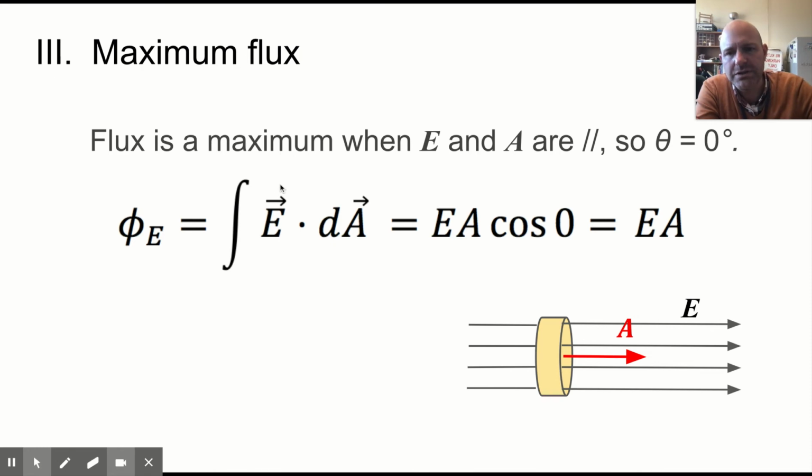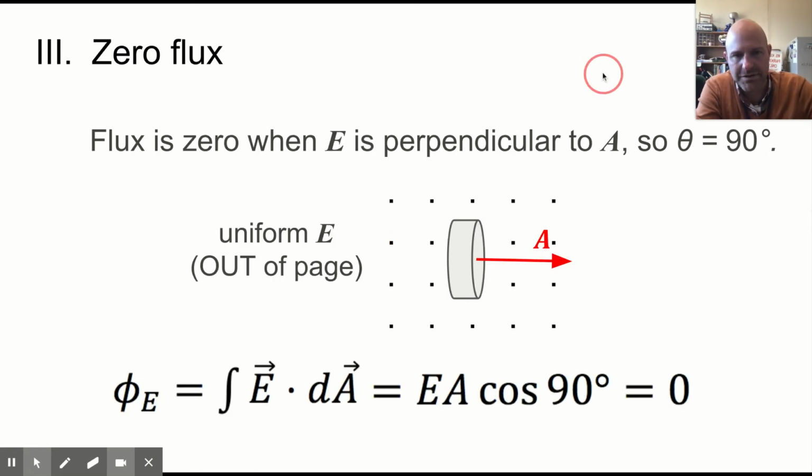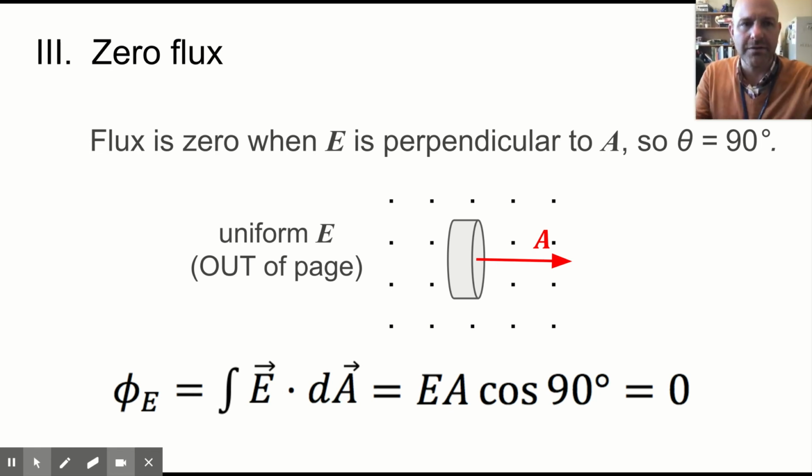And so for simple cases, the flux, the integral, is just the electric field strength times the area, if we have a simple situation. It's also good to notice that you can have zero flux, right? If these are dots pointing out of the page, that's the electric field coming out at you or out of the screen, and the area vector is perpendicular to that, so you get zero flux.